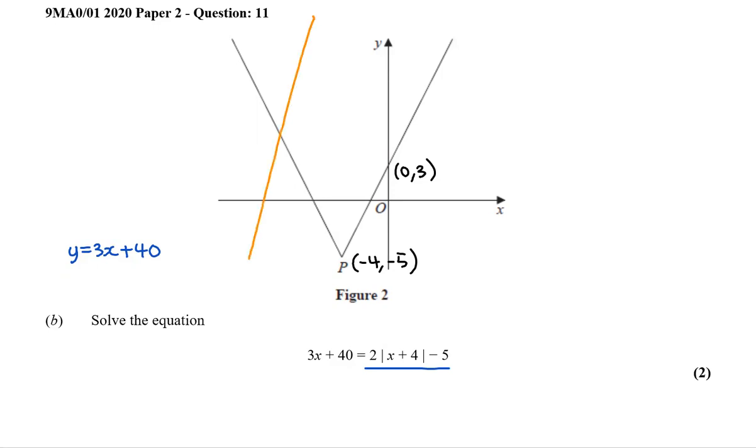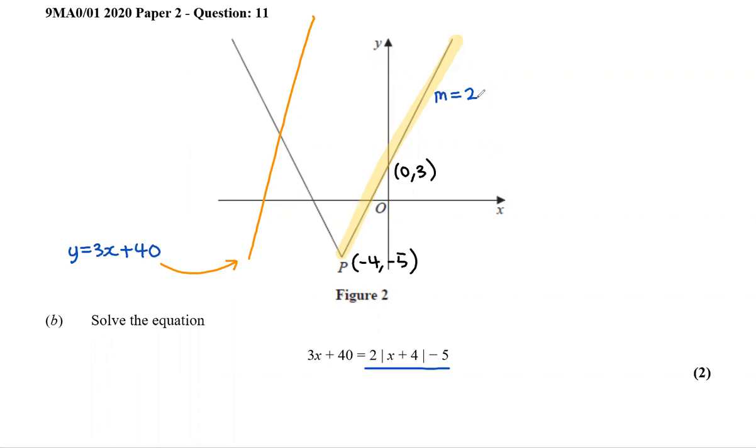So hopefully you can tell the orange line that I've drawn, which corresponds to y equals 3x plus 40, is steeper than the positive branch of the modulus graph. Now it has to be because the positive branch of the modulus graph has a gradient of 2. We know that because of the transformations that we performed earlier. We took x plus 4, we took the modulus of that, which means it has a gradient of 1 on the positive branch. We then doubled everything, which means it has a gradient of 2.